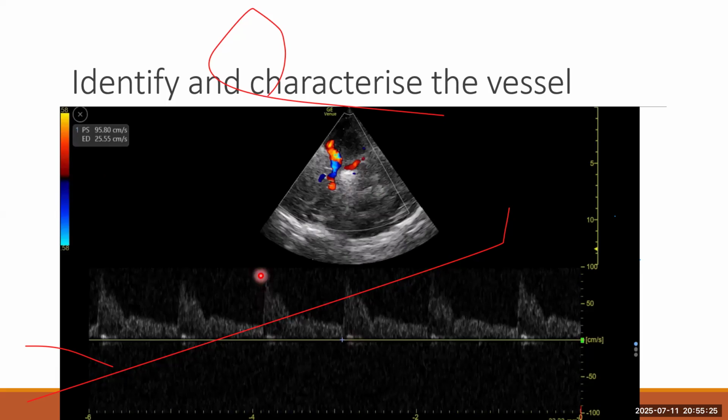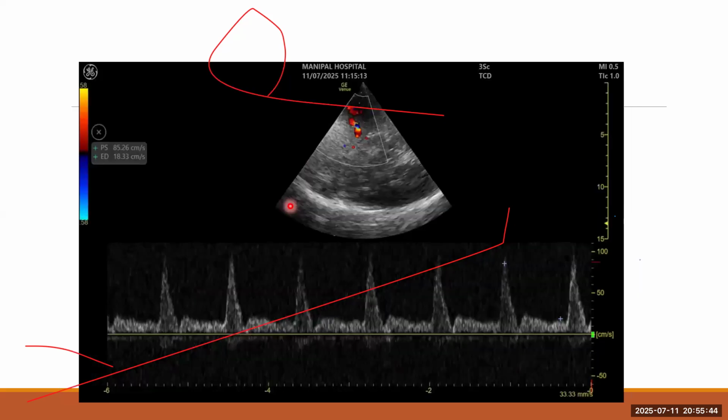There is a rapid downstroke, and there are a lot of aberrations in the stepwise deceleration. This is probably a high resistive waveform, which if we calculate the PI definitely comes above 1.3. Okay, so this is again today's image which we had taken.